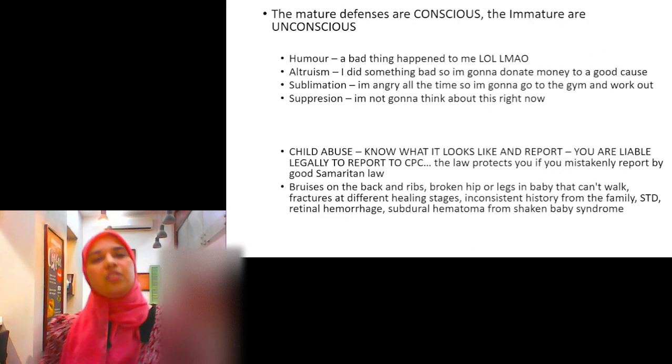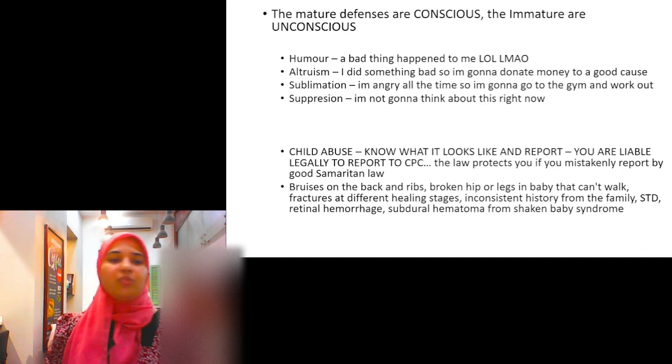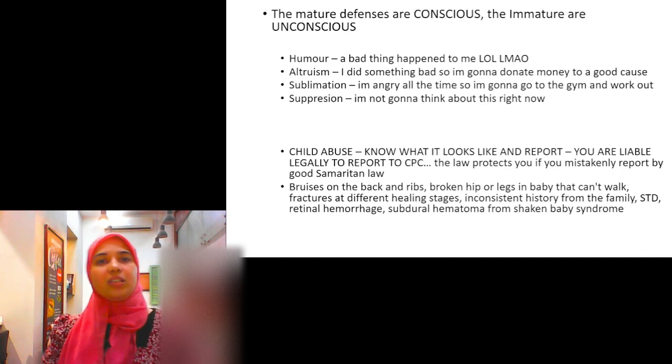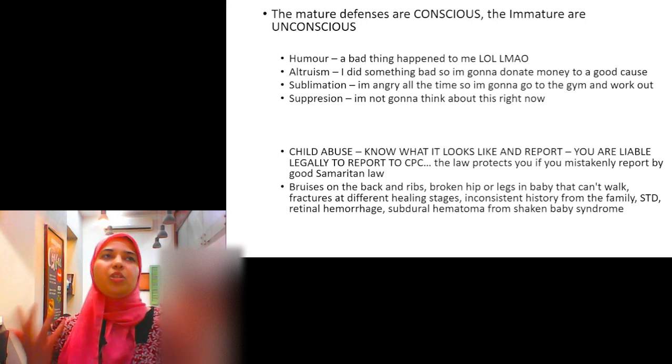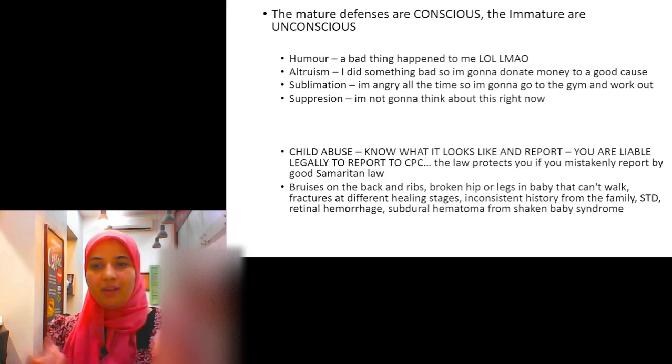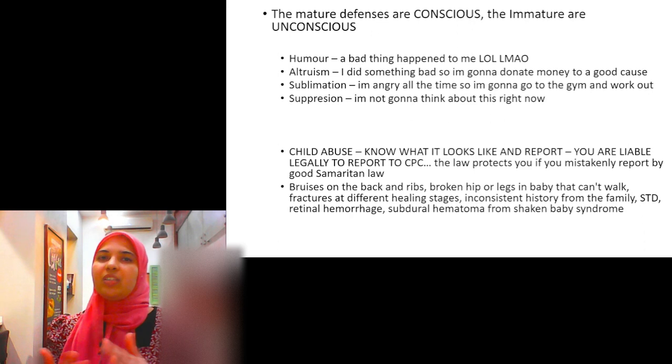The mature defenses are conscious defenses and the immature are unconscious defenses. So what does that mean? All those things that you see in the reaction formation, the splitting defense, all these things are unconscious. We're not aware that we are doing them ourselves. The conscious ones are things that we can do, and I'm going to explain the defenses in a way that makes it very simple, right?